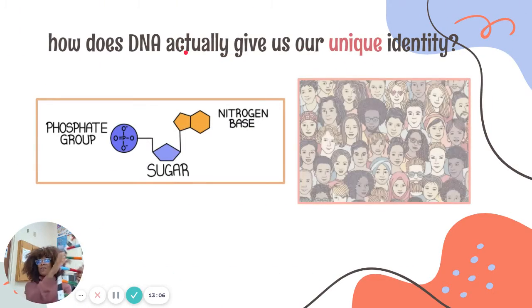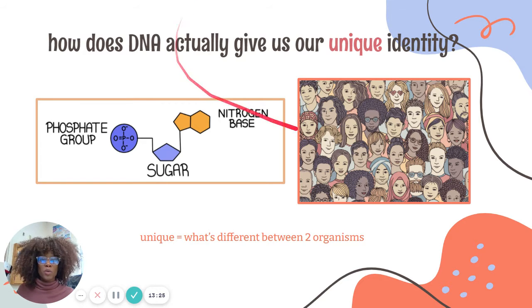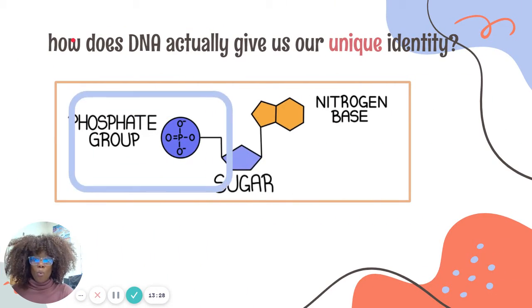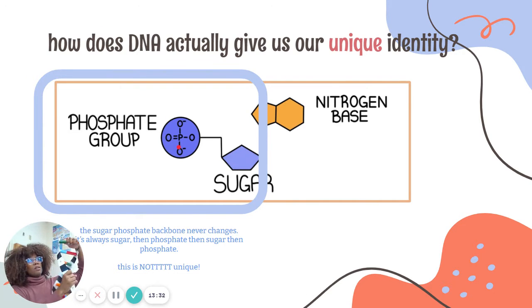So how does DNA actually give us our unique identity? So again, unique essentially just means what's different between 2 organisms. So between me and my mom, we have lots of things that are very similar between us, but of course each of us are different people. We have something that is unique between us. So what is exactly different between 2 organisms? Well, we have 2 options. It's either going to be the sugar phosphate, or it's going to be these bases that are in the middle.